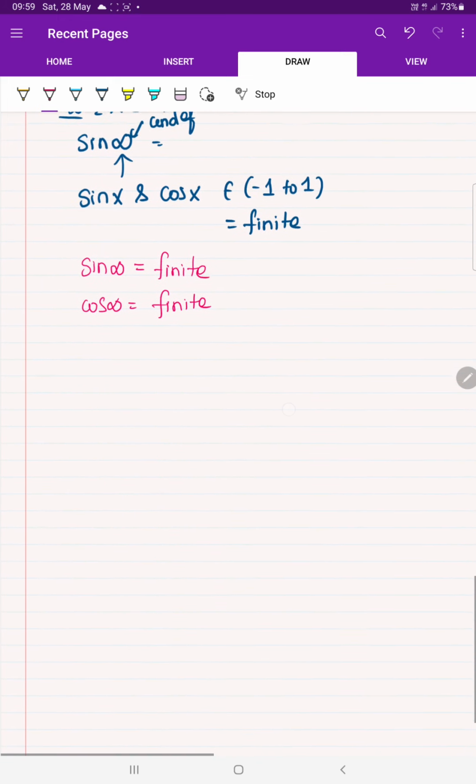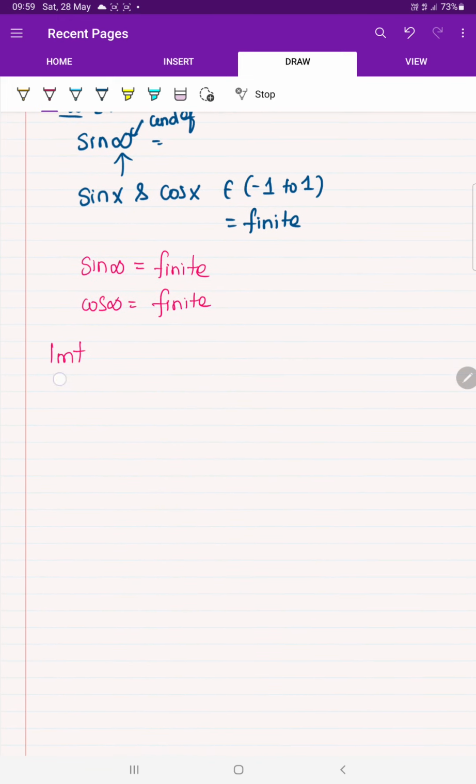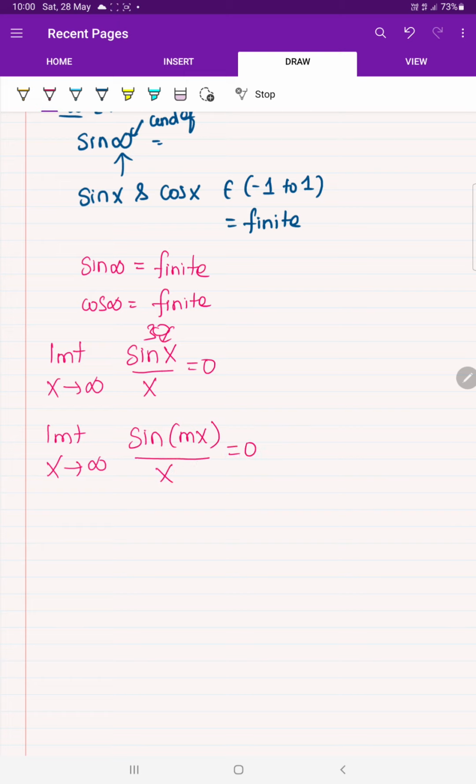So, the conclusion is limit x approaching infinity of sin x by x will be equal to 0. Here you put 3, it does not matter. I can also generalize one more way: limit x approaching infinity, put any value, not 3, sin m times x upon x, that will also become 0 only. Here for m you can put any finite value. The resultant value is always 0.